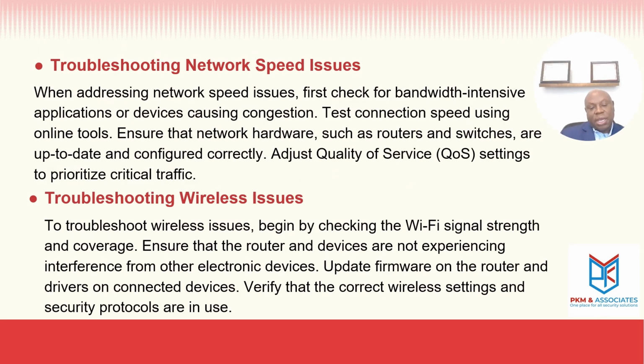So now we want to talk about speed issues. When you're addressing network speed issues, first check the bandwidth intensity of the application or device causing the congestion. You want to test the connection speed using online tools. You want to ensure the network hardware such as routers and switches are up to date and configured correctly. And then you want to adjust quality of service settings to prioritize critical traffic.